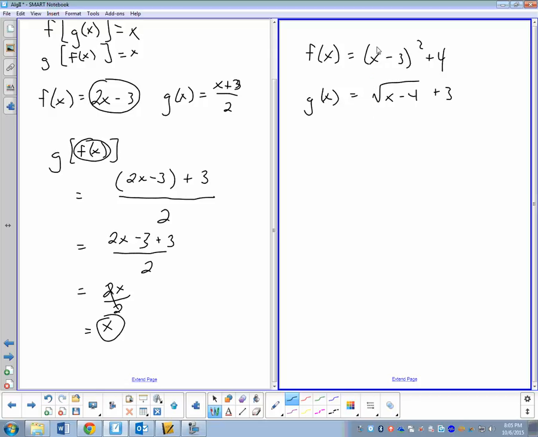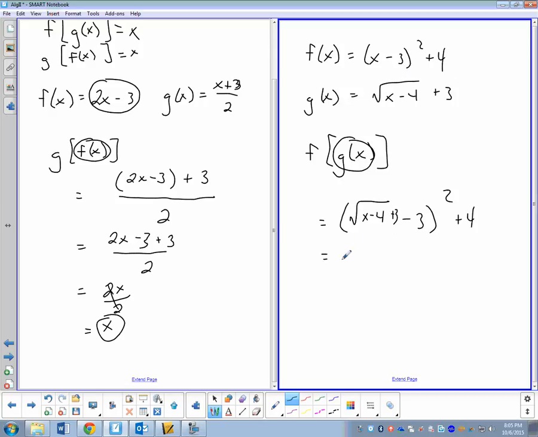So that means I need to take one of them and plug it into the other. Okay? I'm going to do this one this time. I'm going to plug this into this, so I'm going to do f of g of x. On this one, I'll actually show you both. It really doesn't matter. So I take my f function, which is (x minus 3) squared plus 4. But then what am I going to plug in for this x? My entire g of x equation, so that would be the square root of (x minus 4) plus 3. This entire equation goes in for this x.